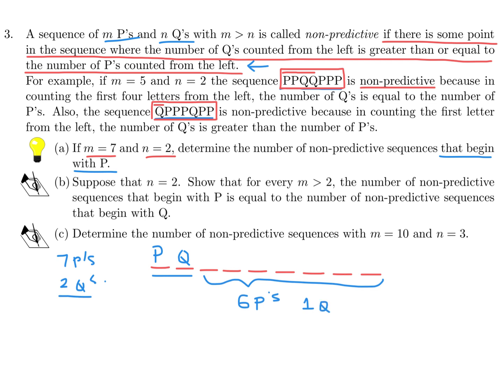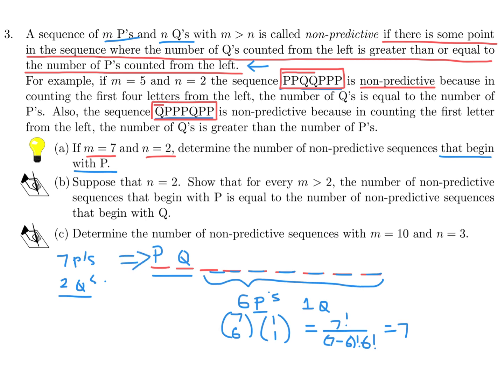Then it just becomes a choose notation: from those 7 spots, you choose 6 for the P's, and from the remaining 1 spot, you choose 1 for the Q. That's how you do it. So 7 choose 6 is 7 factorial over 7 minus 6 factorial times 6 factorial, and that just becomes 7. So there's 7 of them of this form.